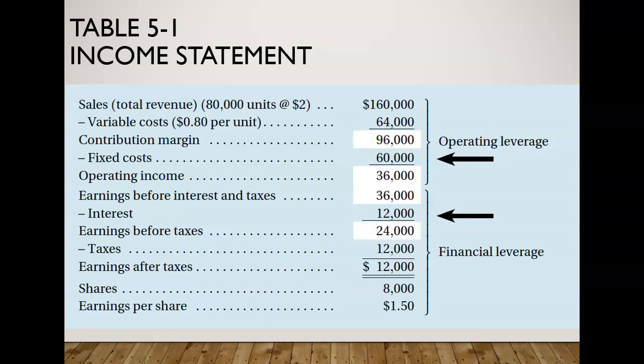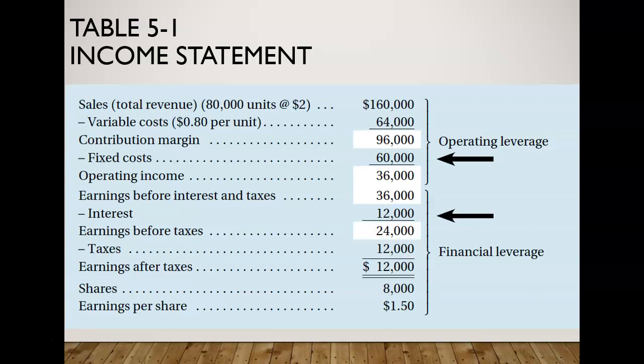If we have total shares in units of 8,000, we can then find our earnings per share as the earnings after taxes divided by the number of shares outstanding. In this case, it's 8,000, and it gives us an earnings per share of $1.50.